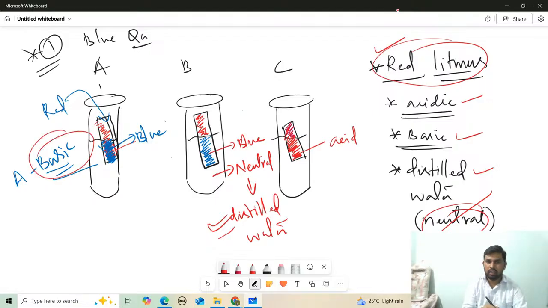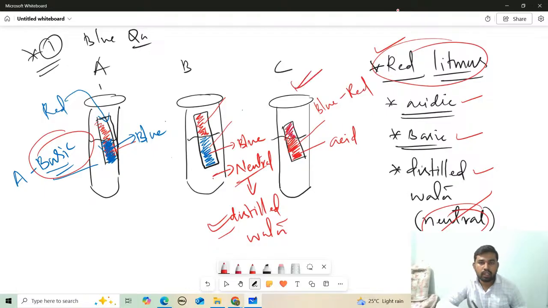Clear? Now the paper has two colors, red and blue. If this blue part remains blue in the solution, then it may be base or distilled water. Already we found the basic solution, kept as A. Now what will be solution B? Definitely it will be neutral. Suppose the same two-colored paper is kept in the third test tube C, and it turns the blue part into red color. That's why this is acidic. Here blue remains blue because this is neutral in nature.